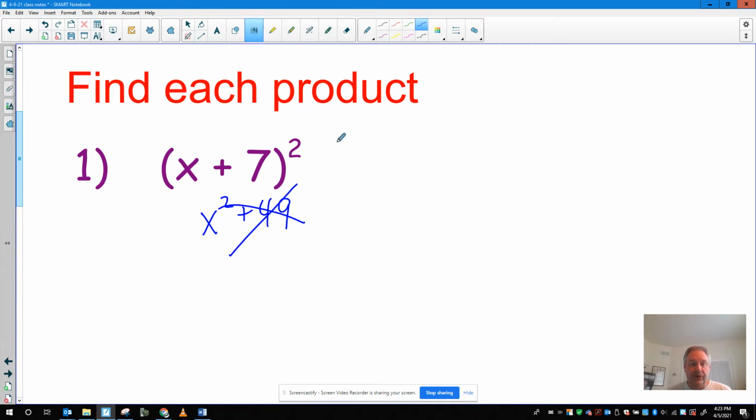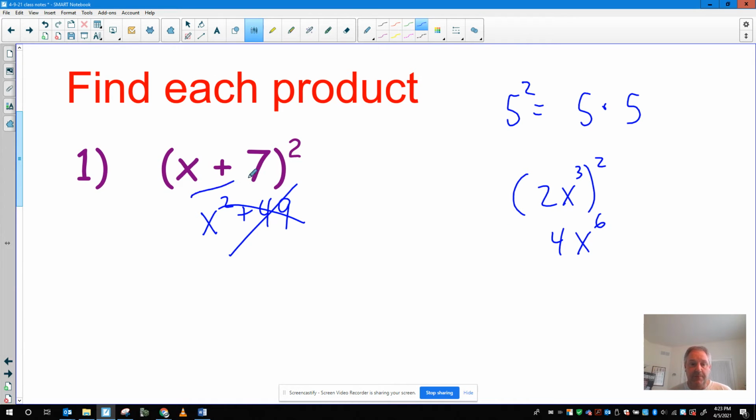What does it mean to square something? Well, we know 5 squared means 5 times 5. If we have a monomial, like in the previous chapter, 2x to the third squared, we learned that I can just square each part. So 2 squared is 4. I would multiply these exponents and get x to the 6th. But this is not a monomial. This is 2 terms. So if I have 2 terms, let me erase this.